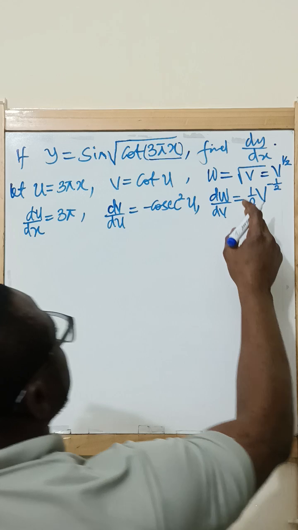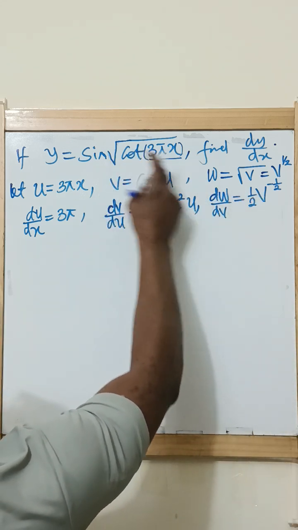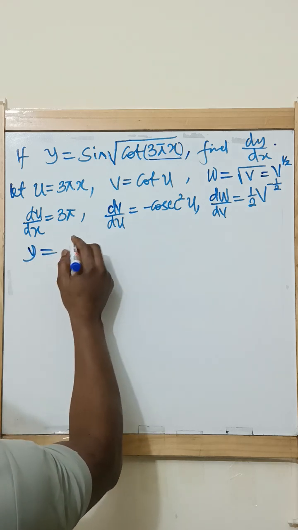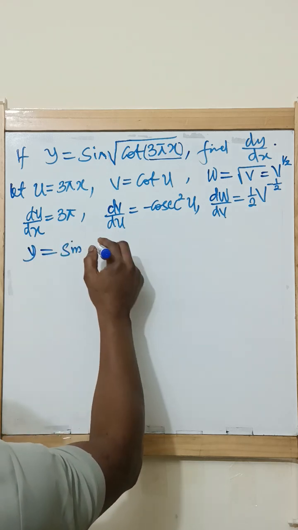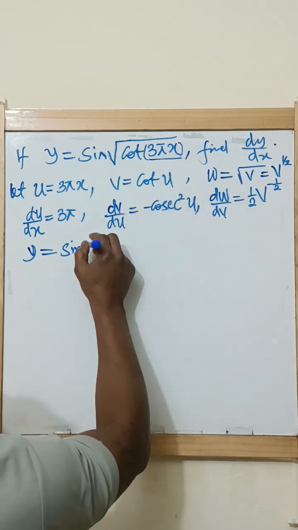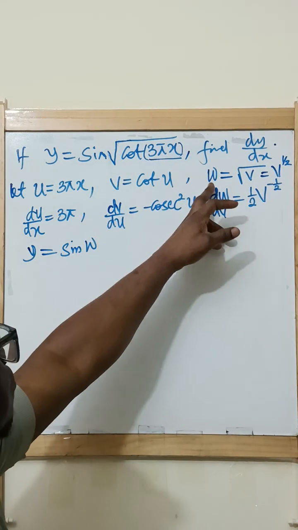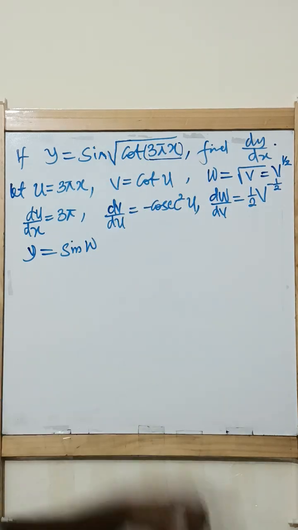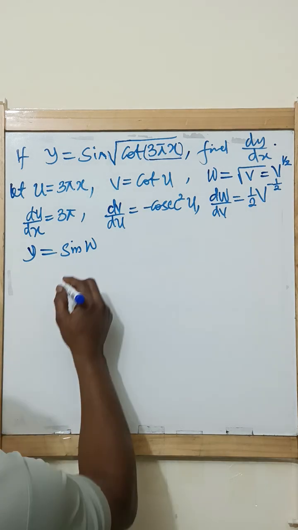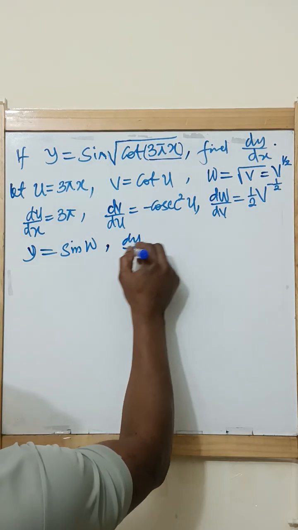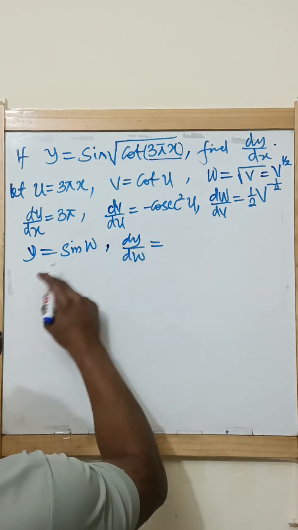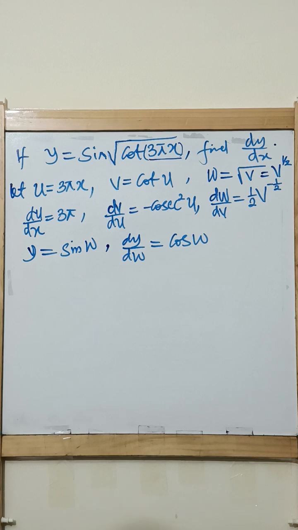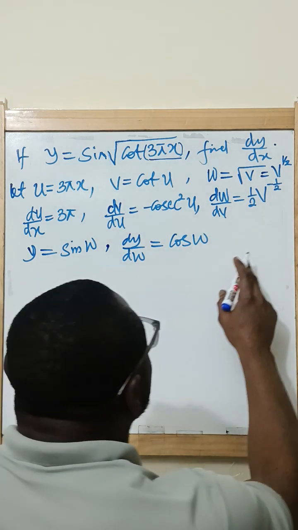And now we have gotten to this point. So y is now equal to sine of w, because w is now the square root of v, everything there. So y is now sine of that w. And from here, dy/dw is now cos w.